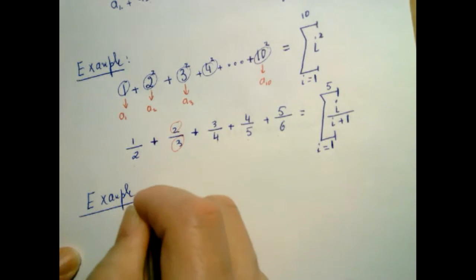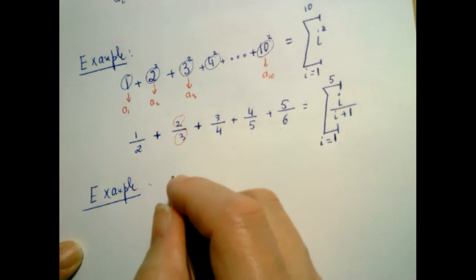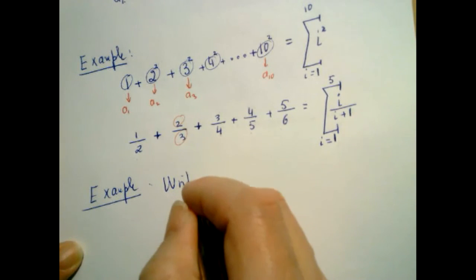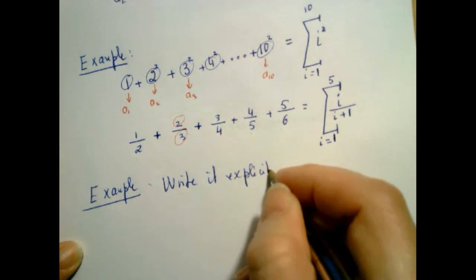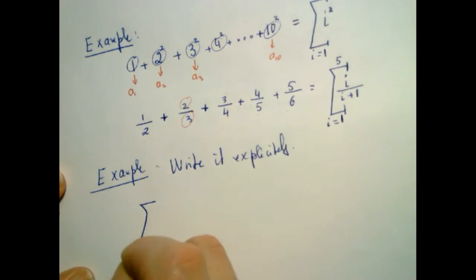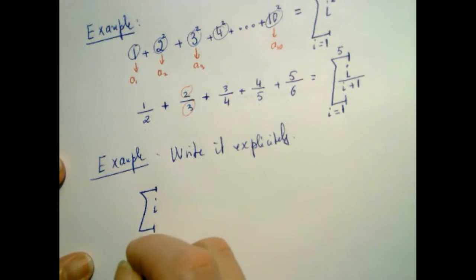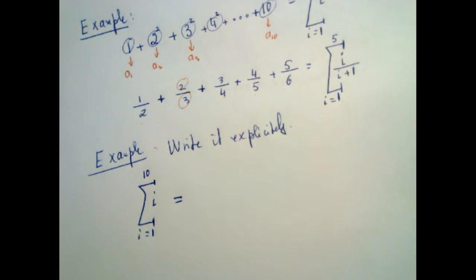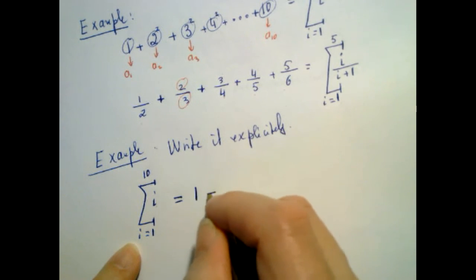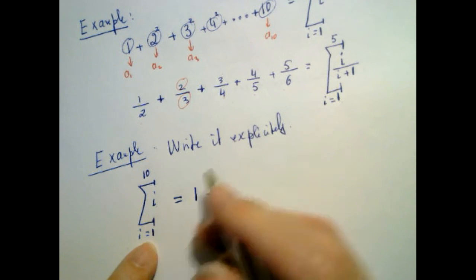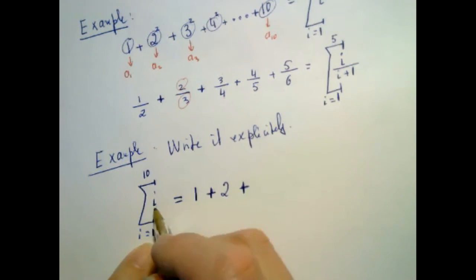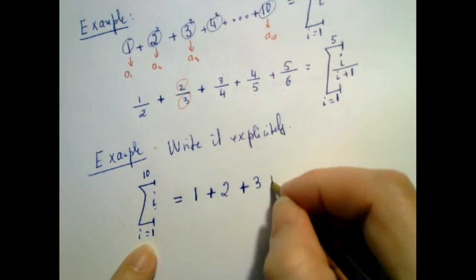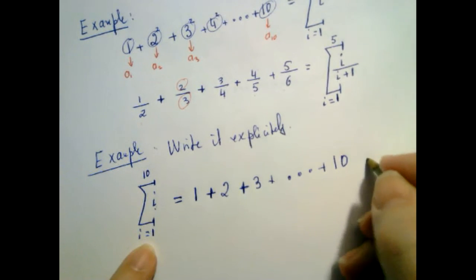One more example. The question is to write it, not compute it, but write it explicitly. Suppose I give you the following: sigma i, i equal 1 to 10. And I want you to write it as a regular sum without sigma notation. What is this as a regular sum? Let's see how to read it. If i is 1, I start from 1, this is 1, plus, if i is 2, this is 2, plus, if i is 3, this is 3. That's how we read it. Plus, etc. I keep going. If i is 10, I go all the way up to 10.